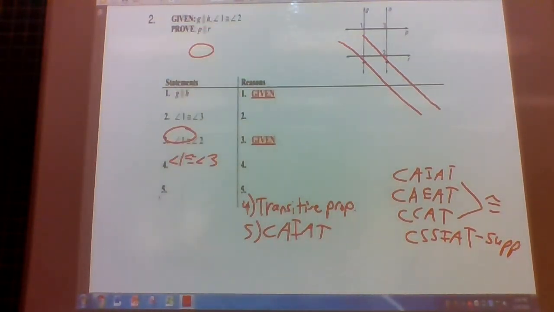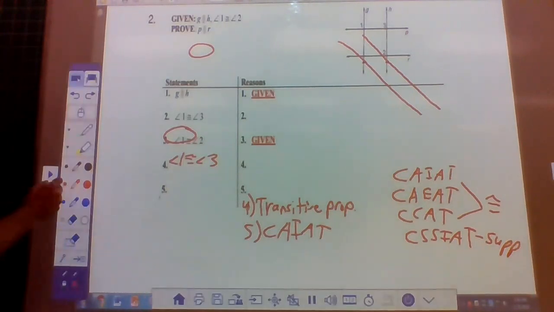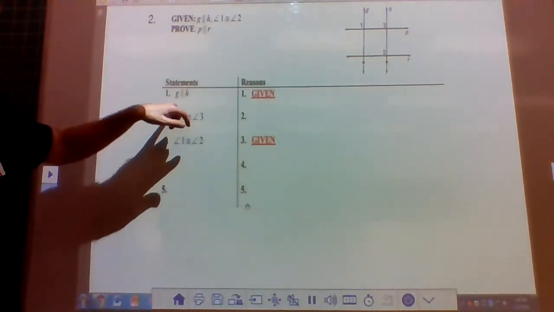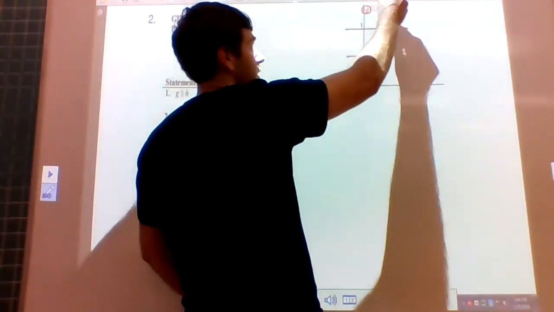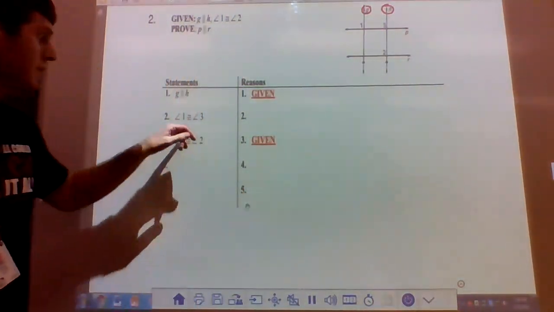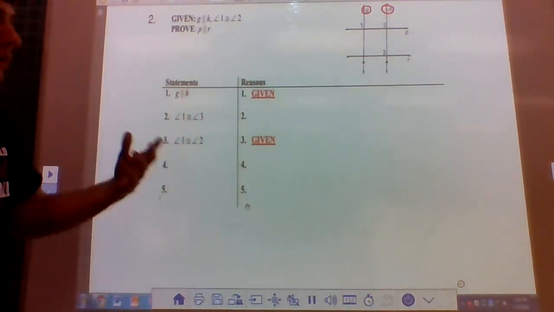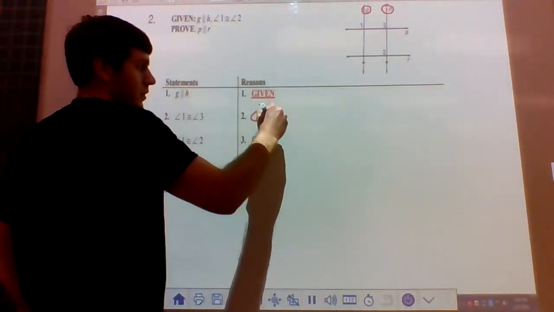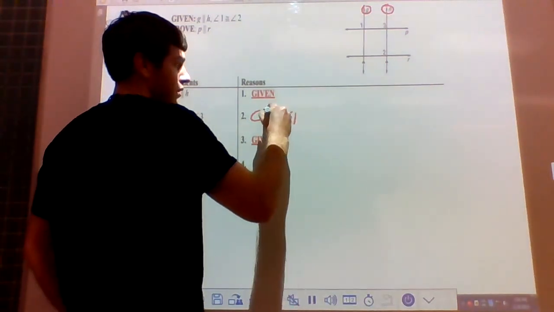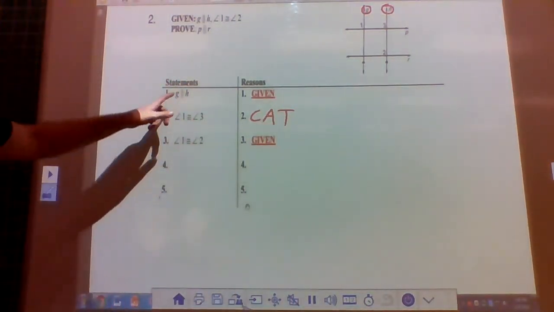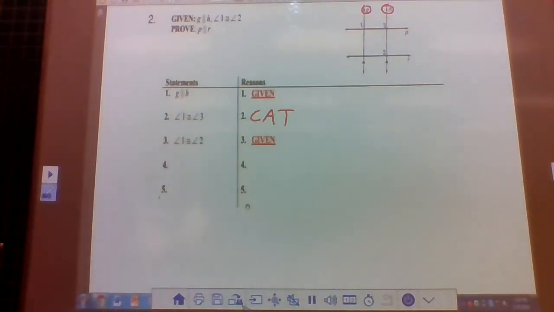So let's look at number 2, and let's fill in the blank. So here we have G and H are parallel, and it says angle 1 is congruent to angle 3. Well, since G and H are parallel, we know by the corresponding angle theorem, CAT, that if the lines are parallel, corresponding angles are congruent.